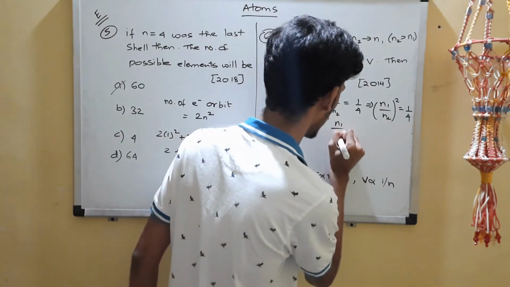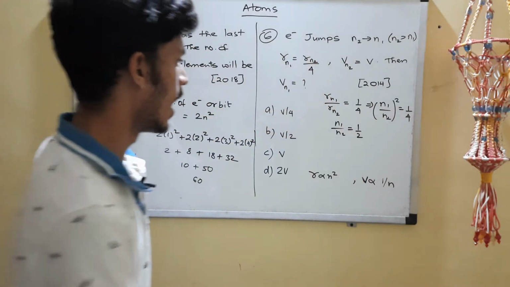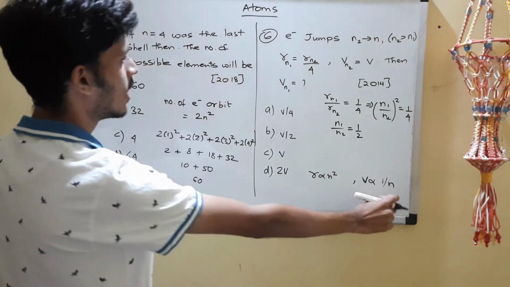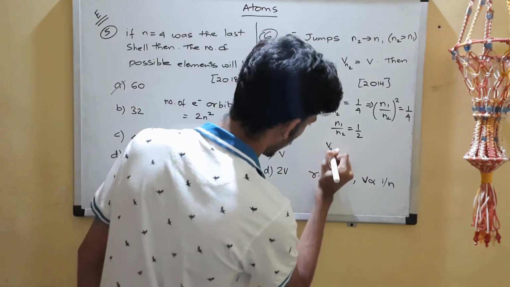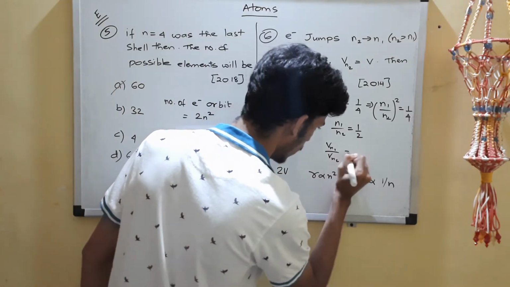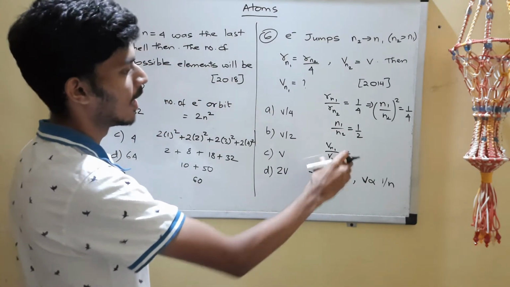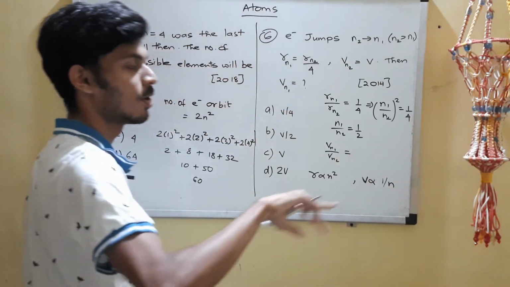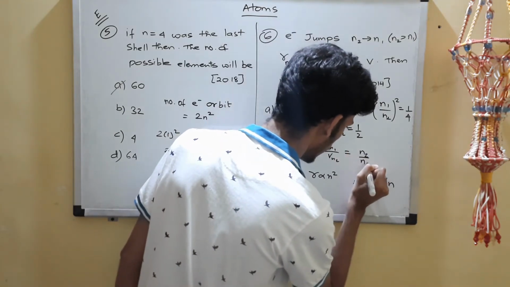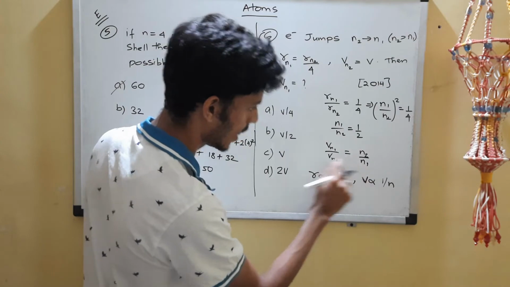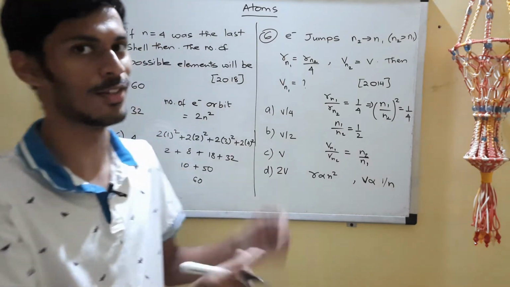So from here you can in fact find n1 by n2, it will be just the square root of that, that will be half, right. And now the next relation that we are going to use is this one. So v in n1 by v in n2, that is, velocity in orbit number 1 divided by velocity in orbit number 2, is inversely proportional to the orbit number, right. So inverse relation, so n2 over here by n1 over here. So vn1 by vn2 is n2 by n1, okay.